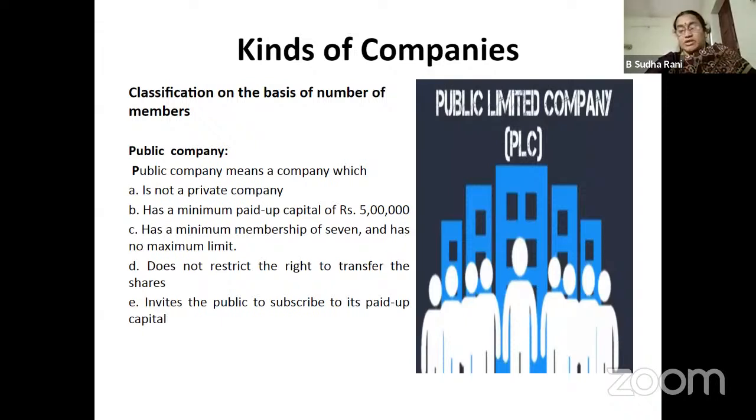And coming to the number of members, we are talking about classification based on number of members. So in public limited company, how many members can be there? Minimum 7, the maximum unlimited. Okay. In public limited company, minimum 7 must be there, the maximum unlimited. Then it is a public limited company.